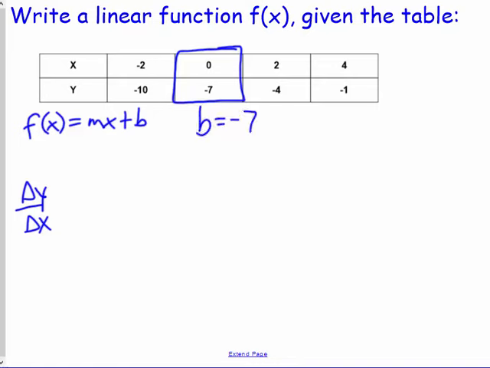The other thing that we need to come up with is change in y over change in x. So I want to just kind of look at this table and see, well, what is the change in x each time? And I think hopefully we can see that the change in x in this case is 2. And then we see that the y value is increasing as well, and it looks like it's increasing by 3.